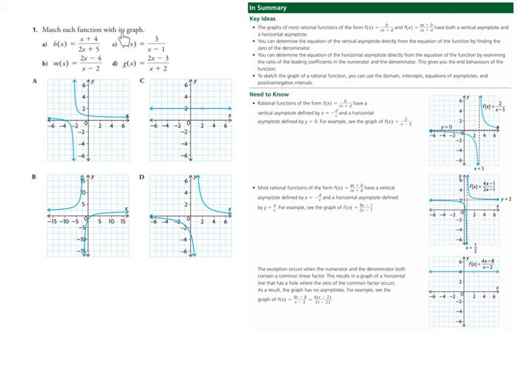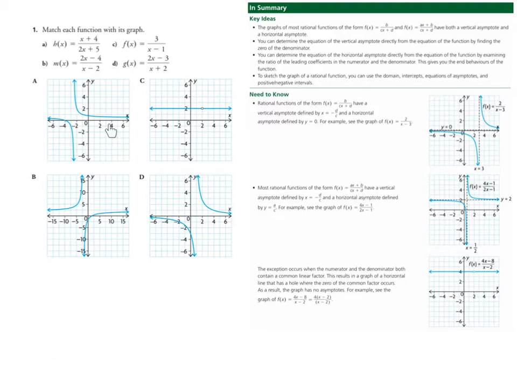Right, match each function with its graph. All right, so let's take a look at h of x. So I see there's going to be a 0 at x equals -4. So there's going to be a 0 on top, but it won't cancel out on the bottom. There's no 0 on the bottom at x equals -4.